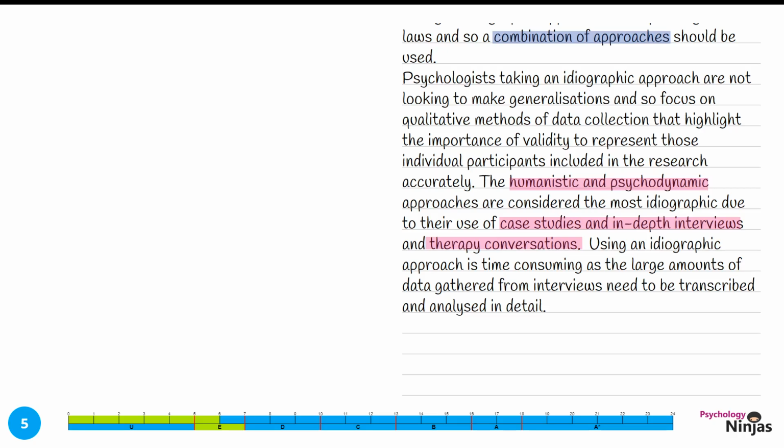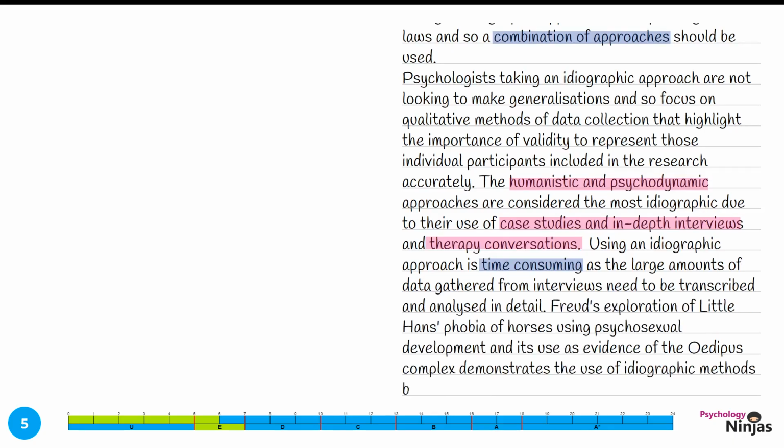Using an idiographic approach is time consuming, as the large amounts of data gathered from interviews need to be transcribed and analysed in detail. This time we've started with a weakness, the time-consuming nature of analysing this data and the vast amounts of data that have been gathered using these methods. We're then going to explain this in more detail, again going back to specific examples that we know from our understanding.